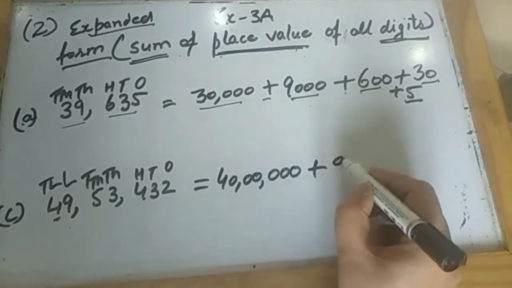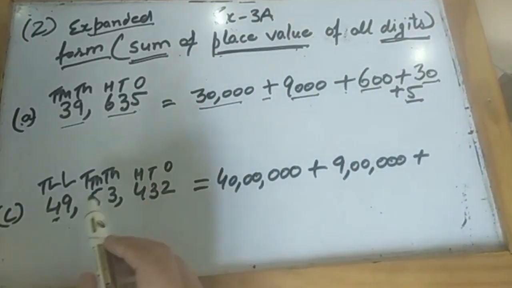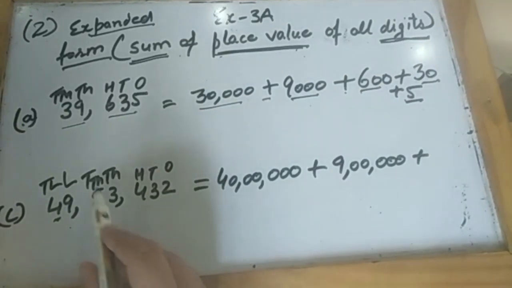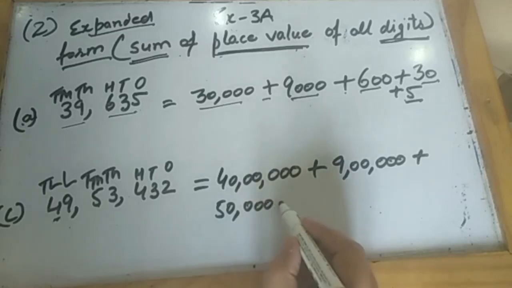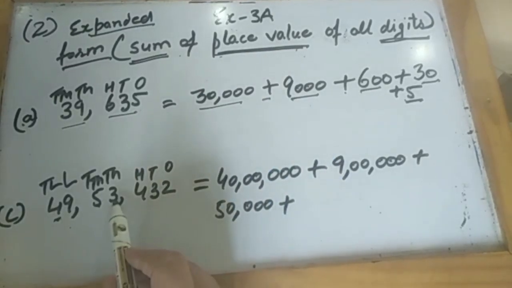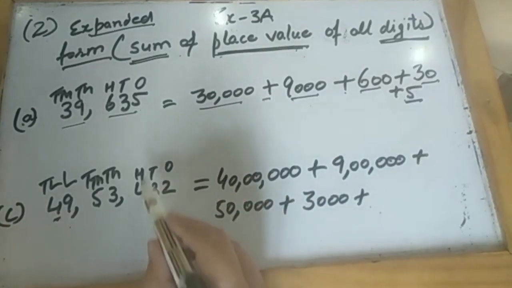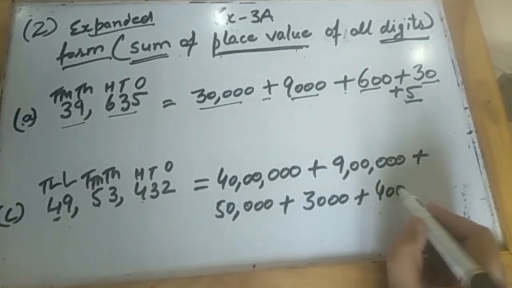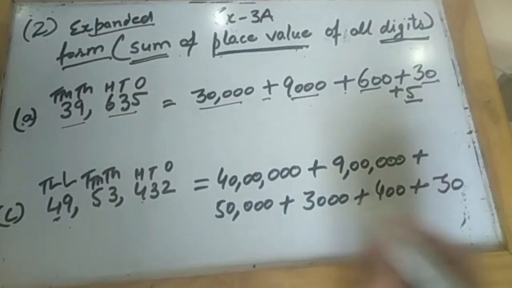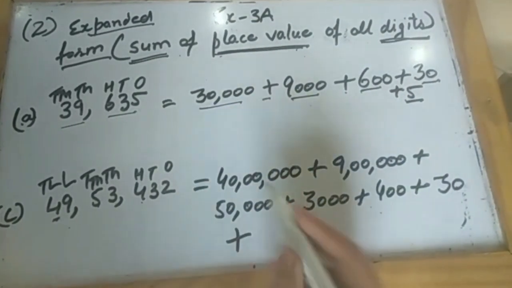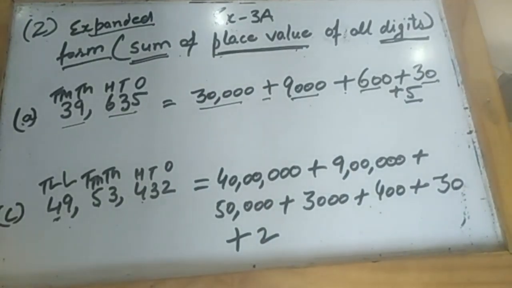lakhs. So write 9 lakhs plus, then again you add the place value of the next digit, which is 10,000, or you can say 50,000, plus the next is 3,000. So 3,000 plus 400 plus 3 tens, or you can say 30, plus 2 ones or 2. So this is how we write in the expanded form.